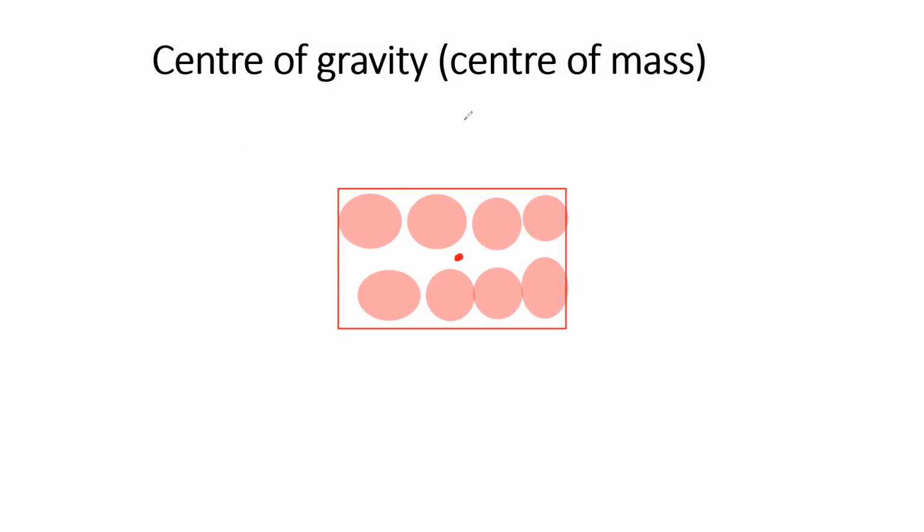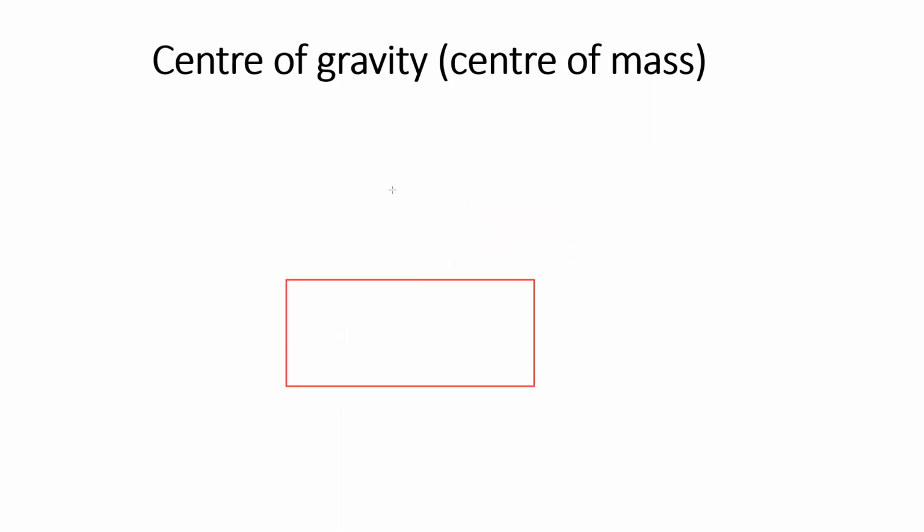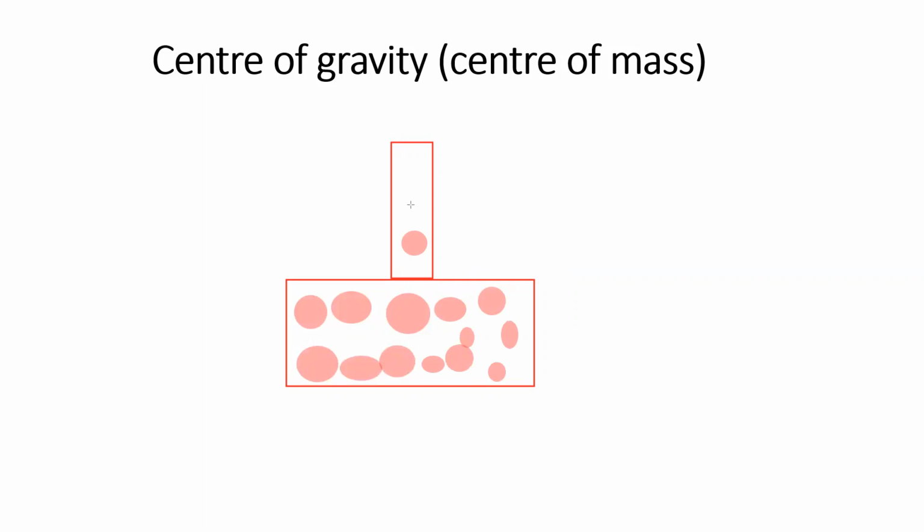But sometimes the particles are not evenly distributed. Like in that example, say a hammer, which has more particles at the bottom and few particles at the top. So what will be the likely region? The likely center will be here, but the center of mass or center of gravity will not be here. Why? Because most particles are at the bottom, so the center of mass or center of gravity will be on the bottom side.